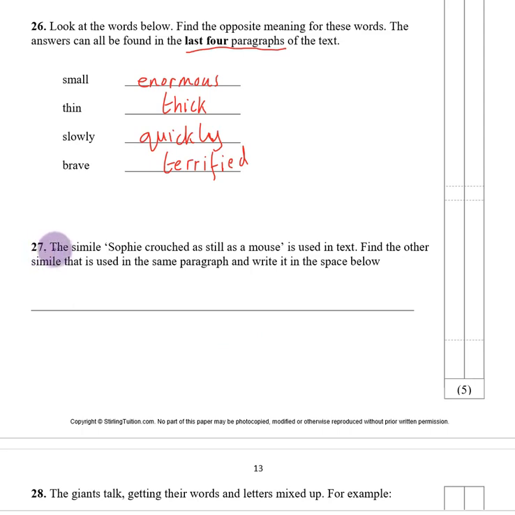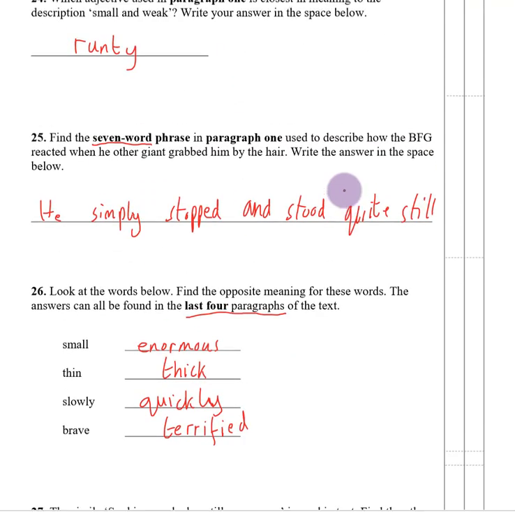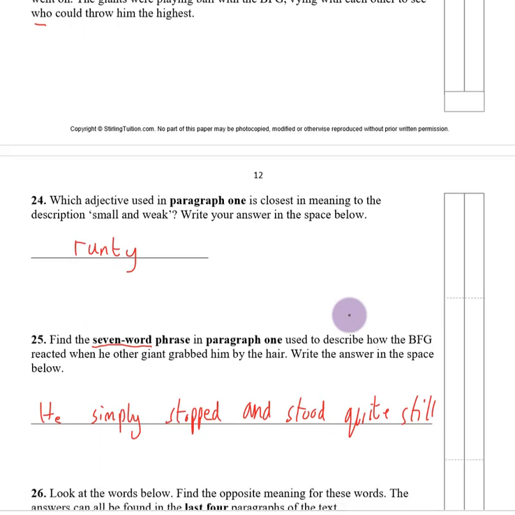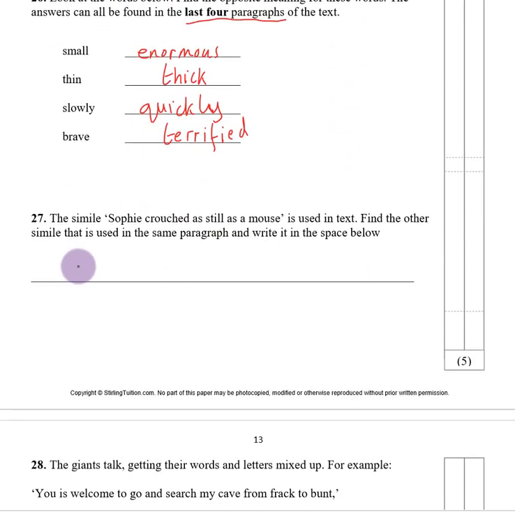Number 27. The simile, Sophie crouched as still as a mouse, is used in the text. Find the other simile that is used in the same paragraph and write it in the space below. So a simile is whenever something is like or as something else. And the other simile is this one here, like a slab of black steak, when she's talking about the giants' tongues actually. So we've got like a slab of black steak.